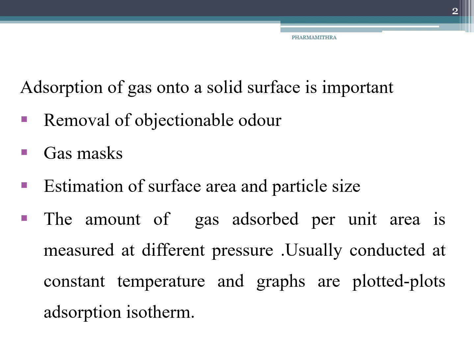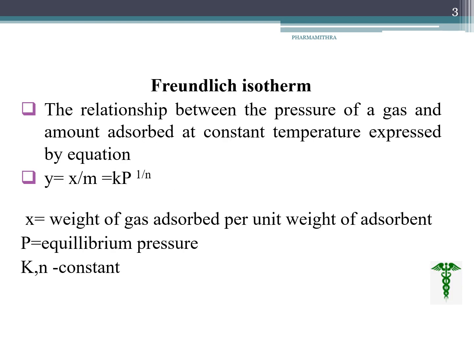So what do you mean by adsorption isotherm? If we find out the amount of gas adsorbed per unit area, measure it at different pressures, and plot it, we call it an adsorption isotherm. Mainly two adsorption isotherms are there. One is the Freundlich adsorption isotherm and the second one is the Langmuir adsorption isotherm.